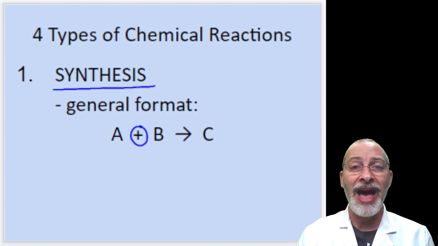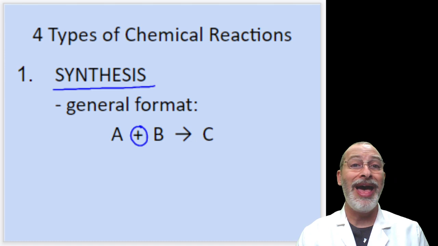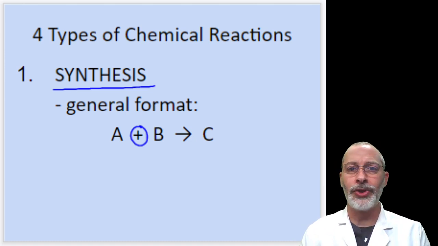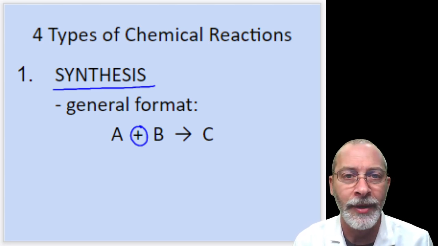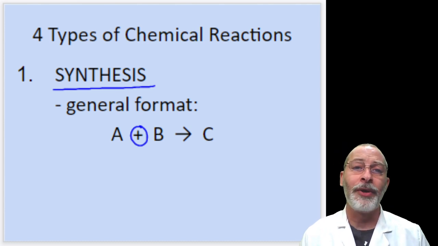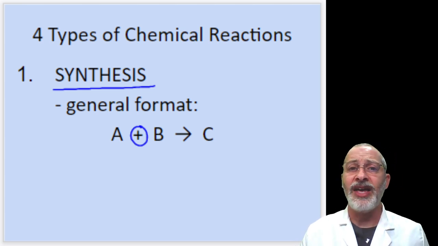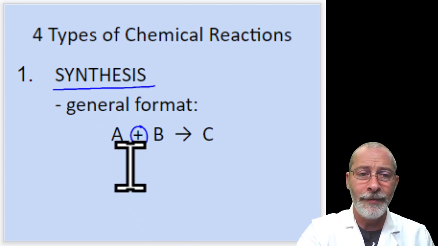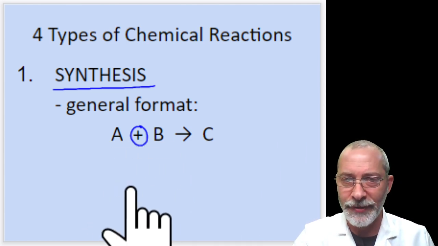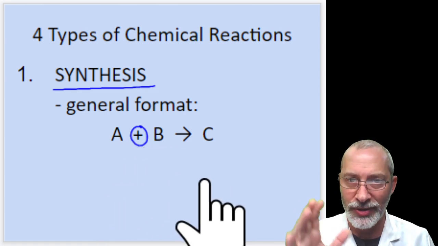variables. Now, in math class, I know you've learned about variables like 2x equals 4. That x is an unknown, until you solve for it and you figure it out. Well, in chemistry, with the general formats of these four types of chemical reactions, we use variables as well. And I'm emphasizing that because these letters here in the general format are not symbols. The A, B, and C here are not symbols. They are variables. Let me explain what I mean.